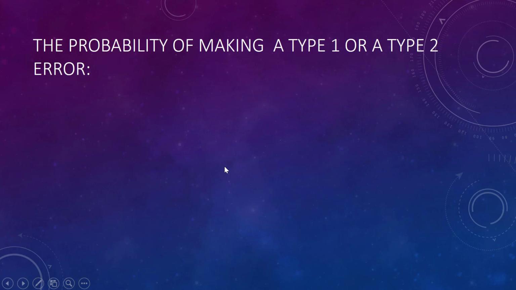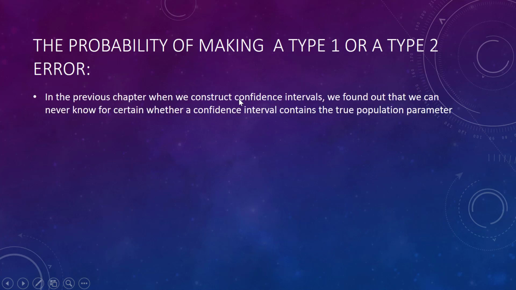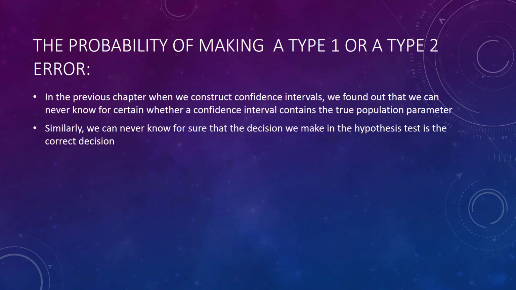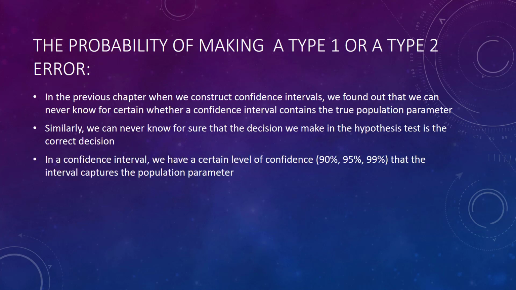What is the probability of making a type 1 or type 2 error? In the previous chapter, when we constructed confidence intervals, we found out that we can never know for 100% certain that the confidence interval contains the true population parameter we are trying to capture. Similarly, in hypothesis testing, we can never know for sure that the decision we make in the hypothesis test is the correct decision. In a confidence interval, we have a certain level of confidence, usually 90, 95, or 99%, that the interval is capturing the population parameter.